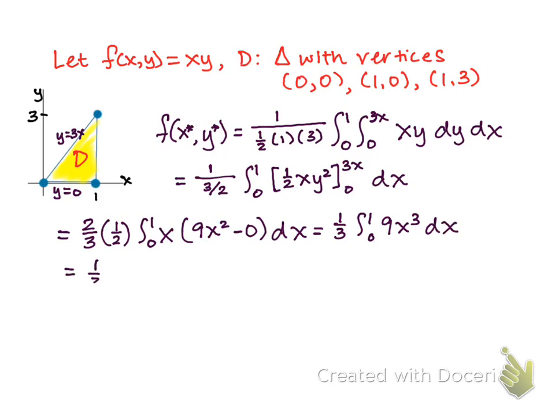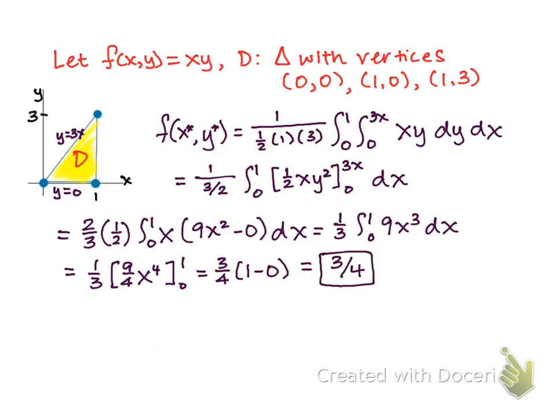And that's going to be 1/3 integrating, 9/4 x to the 4th from 0 to 1, which is 3/4 times 1 minus 0, and the answer is 3/4. All right, so the average value of our function x y over this domain D in the xy plane is 3/4.